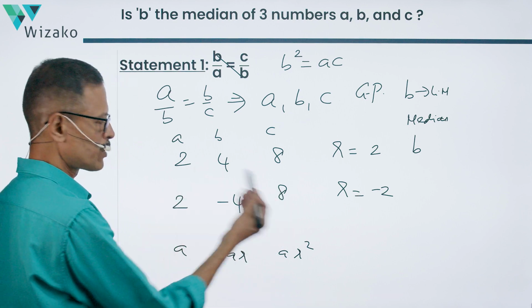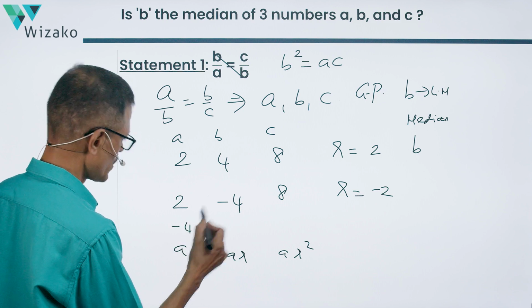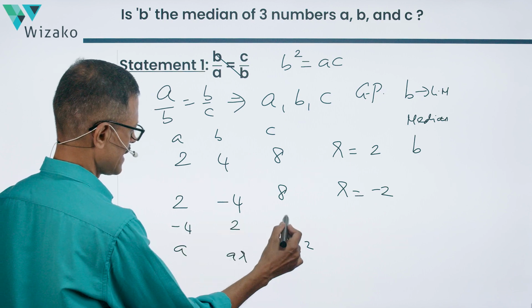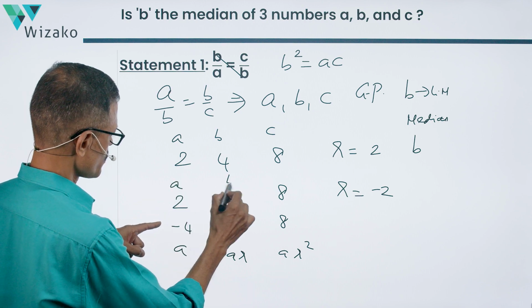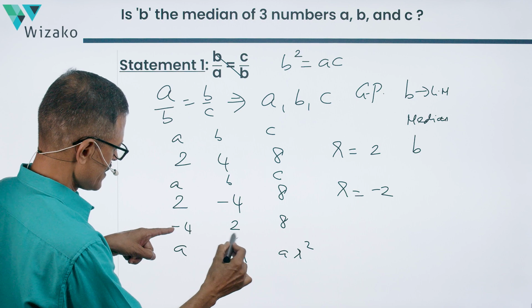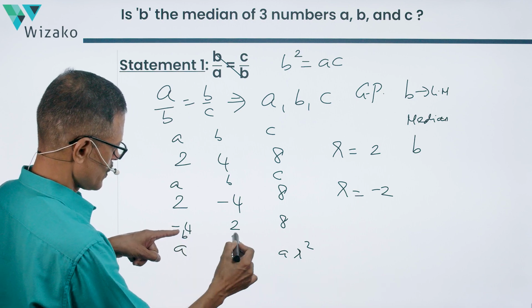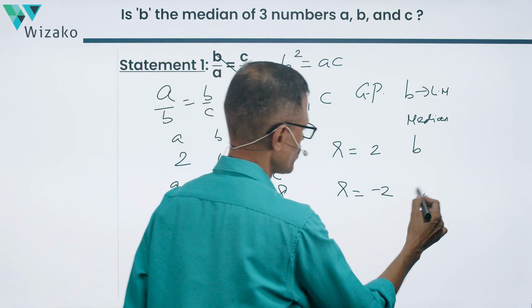What is the median for 2, -4 and 8? Let's write these numbers in ascending order. -4 is the smallest number, 2 is the next one, and 8 is the largest one. So this is A, this is B, this is C. When you write it, A is essentially your median. This is B is -4, A, and then C. Your median in this scenario is A, and it is not B.